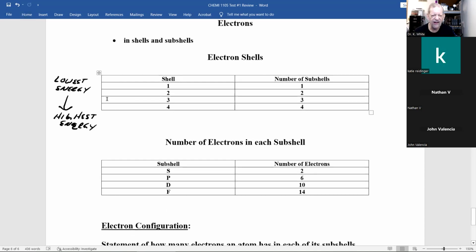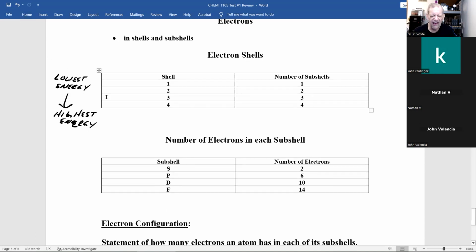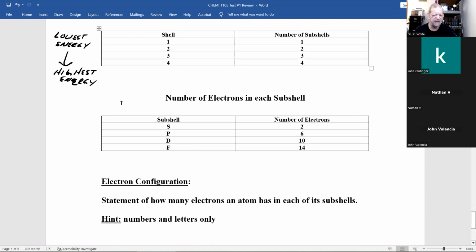Now, each shell has subshells, and they're named S, P, D, and F. In real life, they're lowercase, but it's easier for you to see uppercase. Subshell S has a maximum number of electrons of 2. P, 6 maximum, D, 10, F, 14.